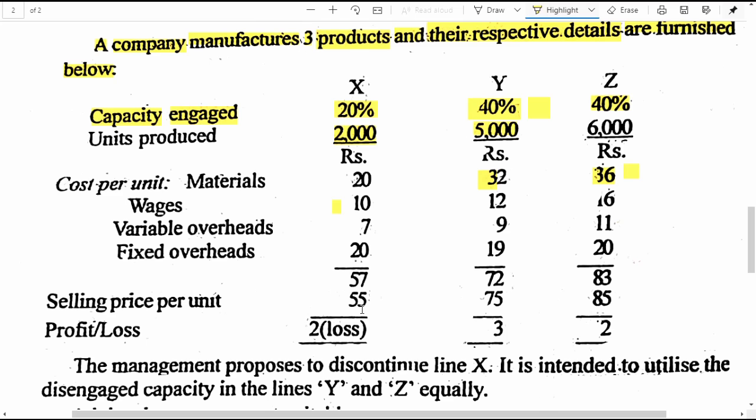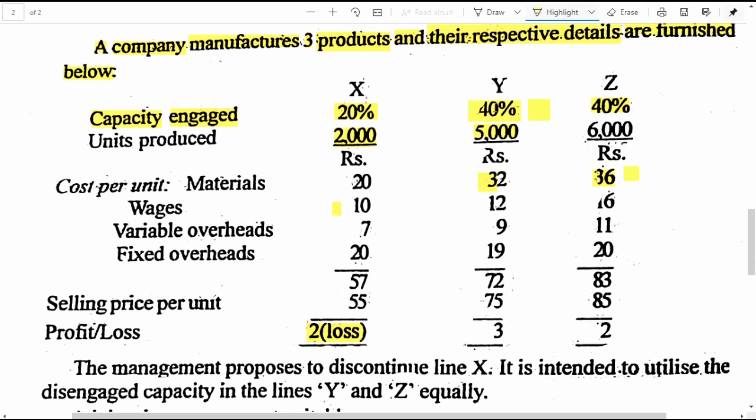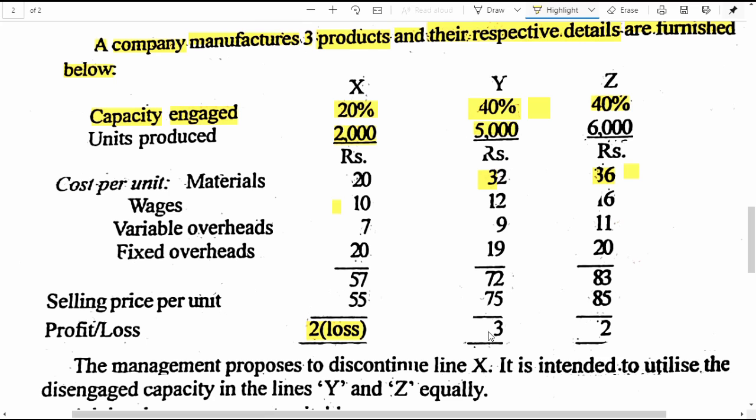Regarding selling price per unit, it is 55 rupees per unit of X. Therefore, the concern incurs a loss of 2 rupees per unit of X. Regarding Y, it is 75 rupees selling price. Therefore, the concern earns a profit of 3 rupees per unit through sale of Y. Then regarding Z, the selling price is 85 rupees per unit. Therefore, profit of 2 rupees. So regarding Y, it earns a profit of 3 rupees per unit, and regarding Z, it earns a profit of 2 rupees per unit.